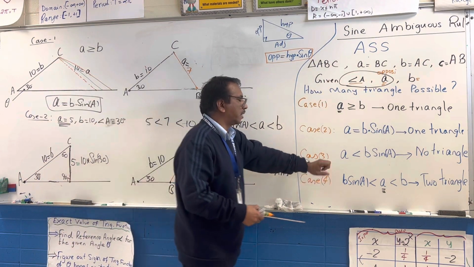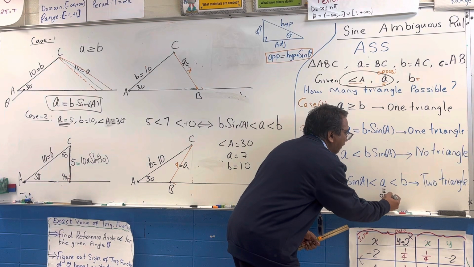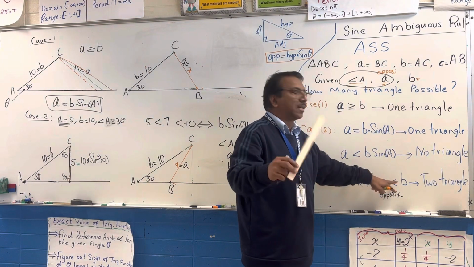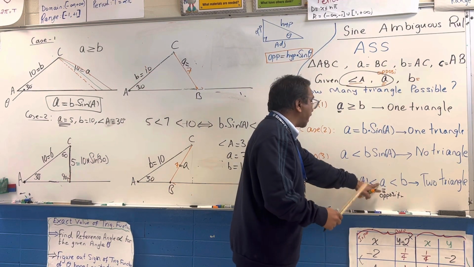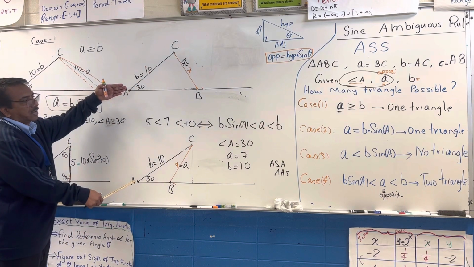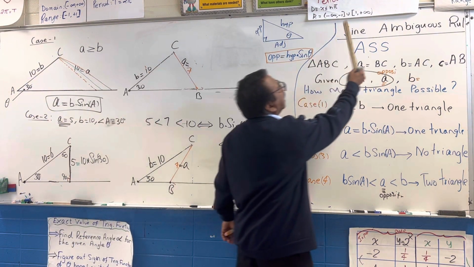The last one is if the opposite side of the given angle is smaller than the other side, and at the same time it is greater than B sine A, then you have two triangles this way. And that is called the sine rule, the ambiguous case.